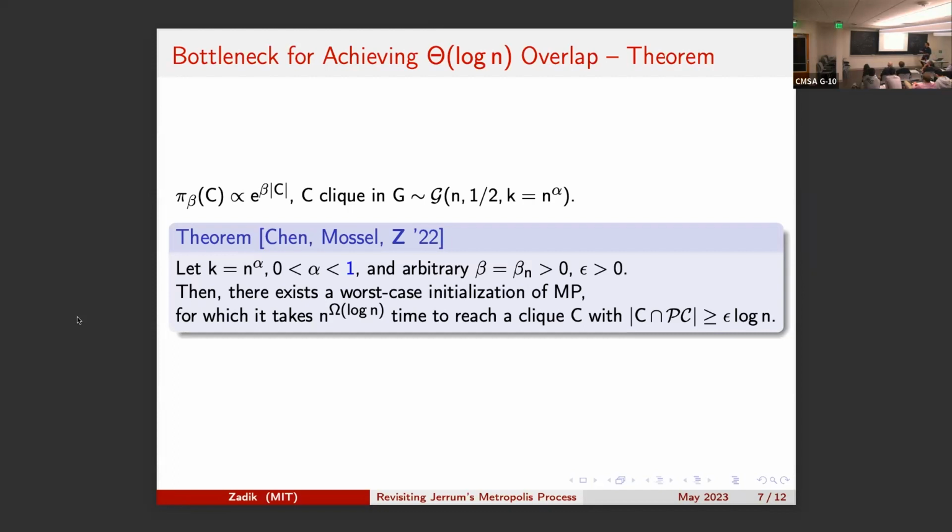The mini theorem says that if k is n to the alpha, where alpha is less than one, for arbitrary beta and arbitrary epsilon, there exists a worst case initialization for which it takes quasi polynomial time to reach epsilon log n overlap. Okay, so here I want to give you a sufficient proof sense. Makes sense? Do you need restrictions on the initialization? No, the worst case initializations do not need any restrictions. They're completely general, like Jerrum's result.